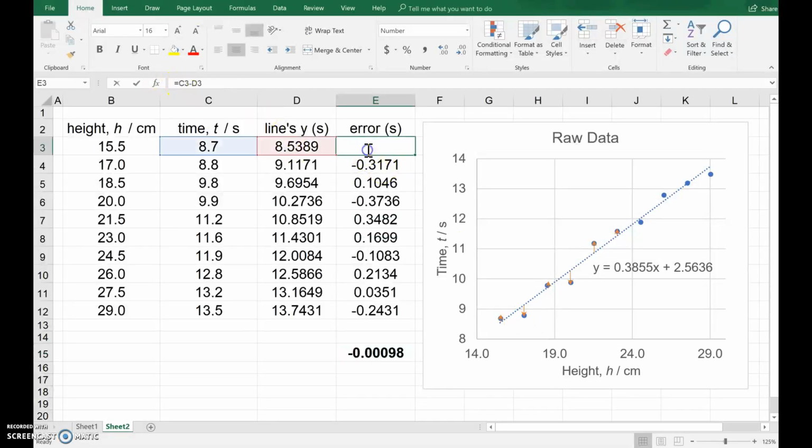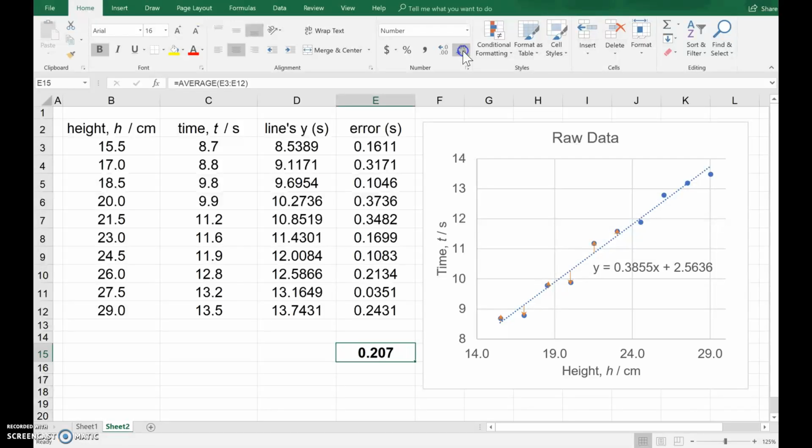So let me go into my equation. I'm going to type ABS for absolute value. I'm going to add parentheses. So now I'm calculating the absolute value of the error, which is just the distance from the point to the line. And I hit enter. And I'm going to copy that down. And now my average is more reasonable. Now this value right here is the average fluctuation from the line, right? It's the average fluctuation. It's your call what you want to use.